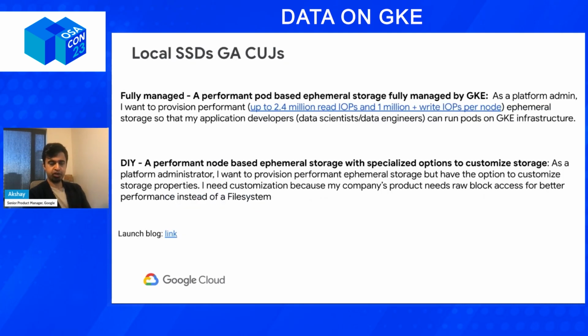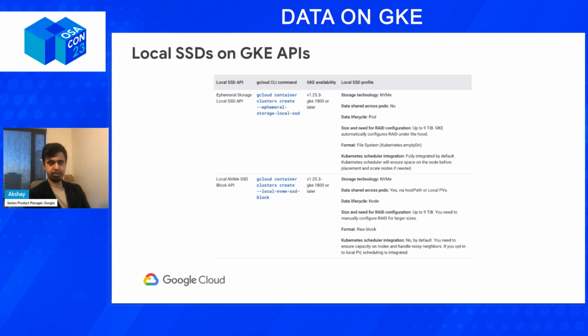We took a look at block and file. Finally, local SSDs. This is super simple. It's just local NVMe storage, which comes with your node. And I think the keyword here is 2.4 million read IOPS and 1 million write IOPS per node. So it's high performance, and that's why customers like it, because they use it a lot for their AI/ML applications. And this is what some of the API surface looks like.